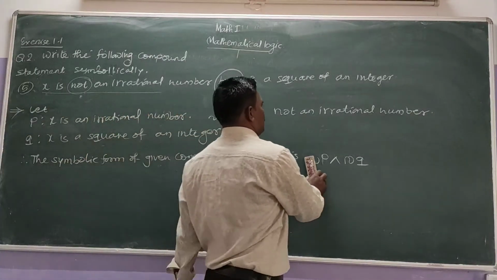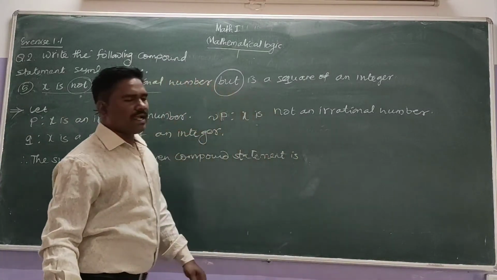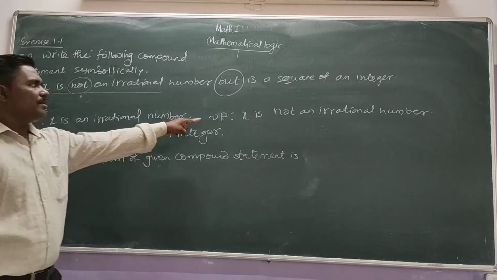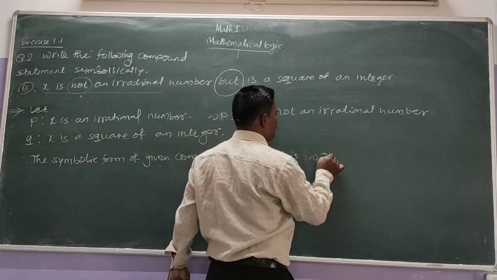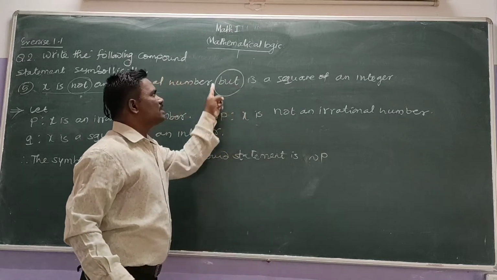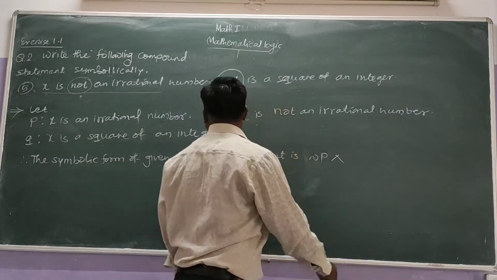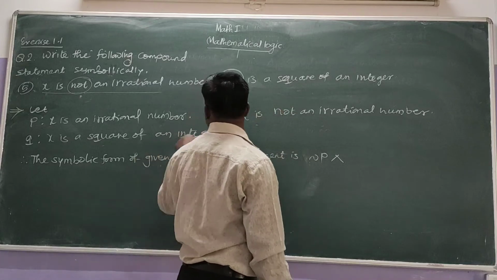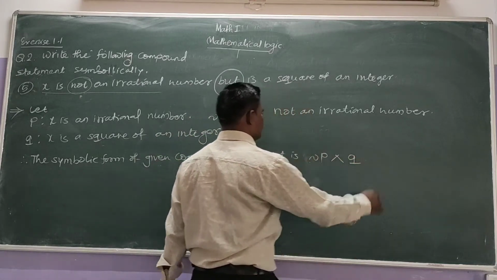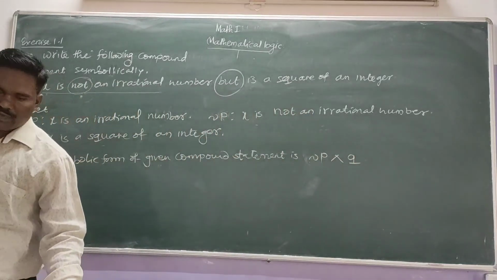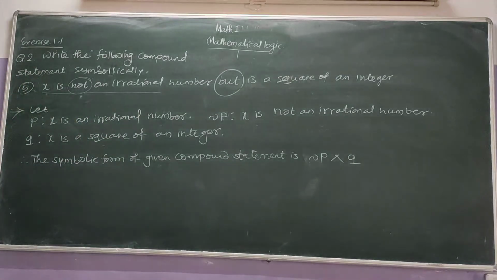x is not an irrational number that represents the negation of p, and next, that is the "but" used in conjunction, therefore negation of p conjunction, that is the symbol of the given statement. Okay, another, again I have some examples solved at home. Okay.